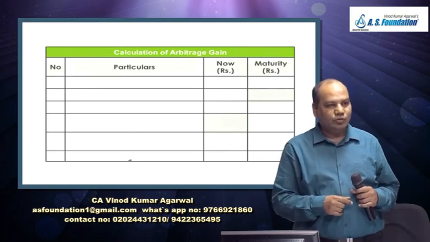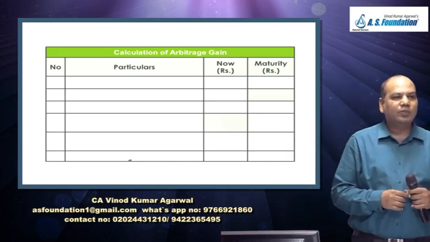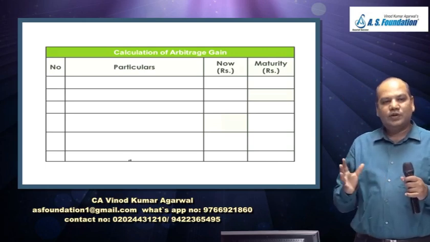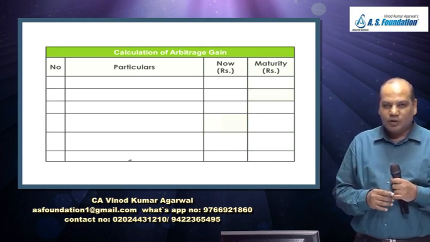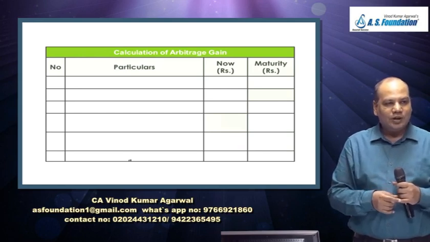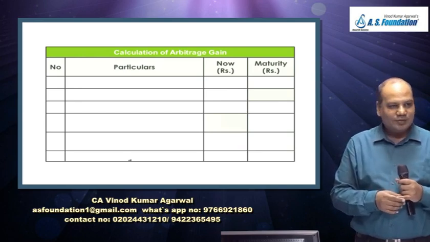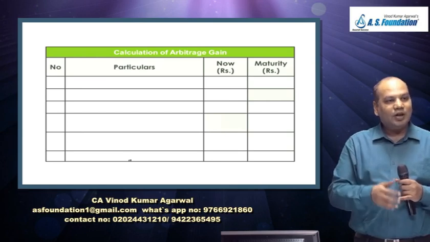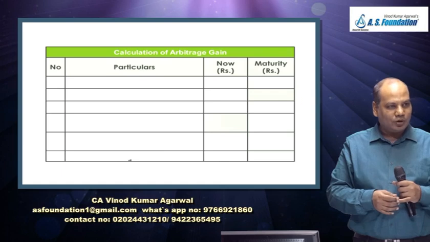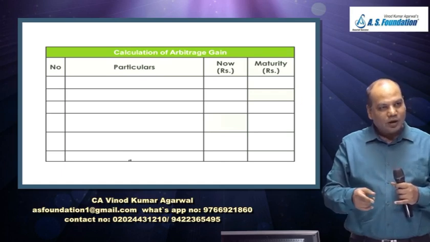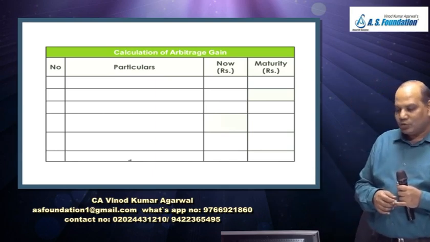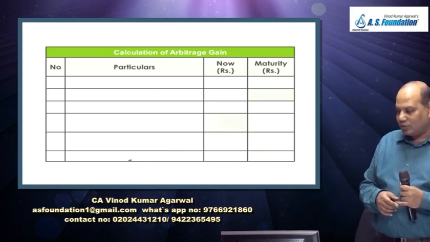If they ask you carry out the arbitrage process, they will write a case study. Mr. Mohan is fascinated with commodity market. He found that gold is trading at 16,000 rupees. He can borrow from the bank at 10%. This way they will design a long story. Carry out the arbitrage process. So we will draw 2 columns on the right side now and on maturity.